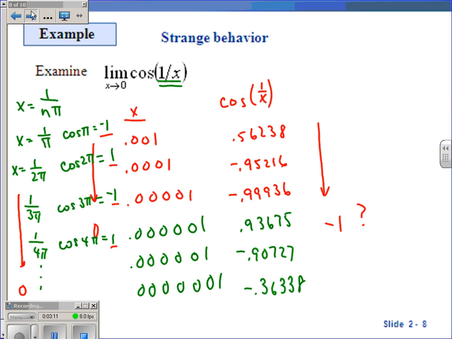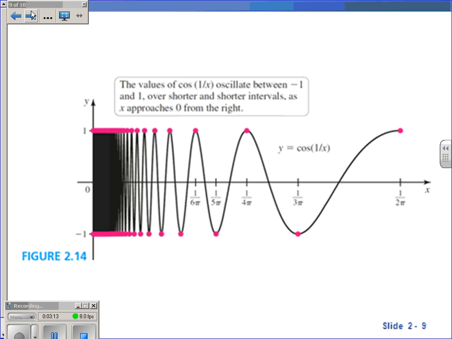Now, I want you to look at the graph of this thing. So here's the values. The 1 over 2 pi, it's up at 1. Here's 1 over 3 pi, negative 1. Over 4 pi, 1. 1 over 5 pi, we're at negative 1. As those values are getting closer and closer to 0, right here, this thing is flopping back and forth, just oscillating back and forth between negative 1 and 1. So the smaller the x gets, the closer it gets to 0, it's still oscillating between negative 1 and 1.